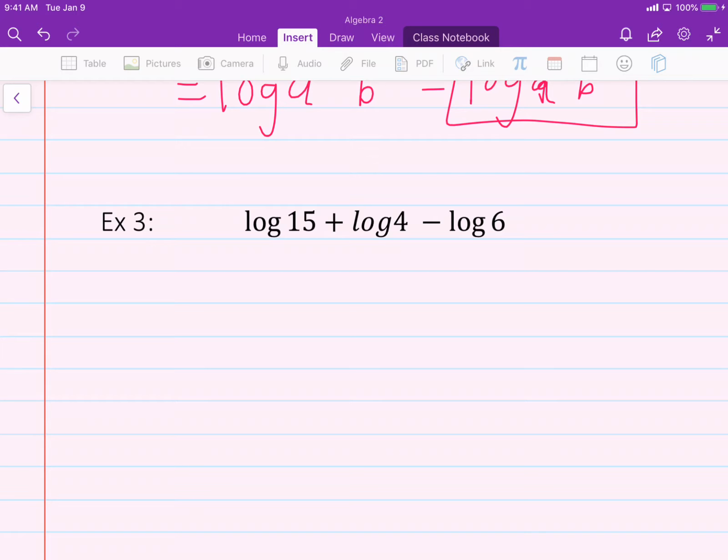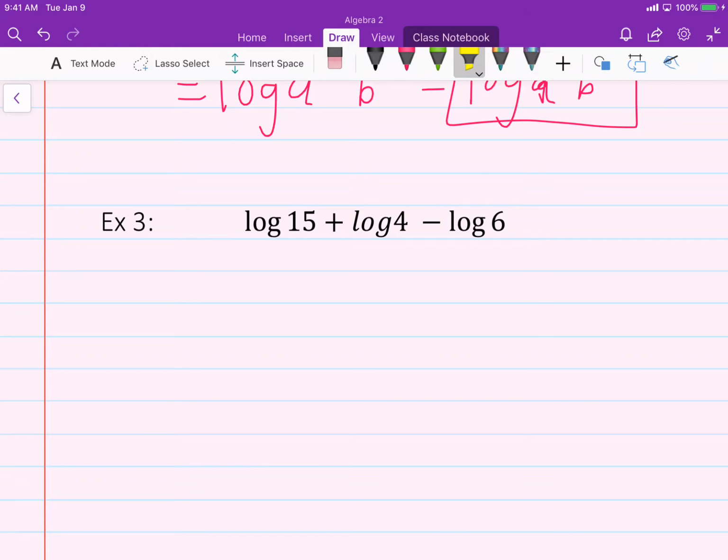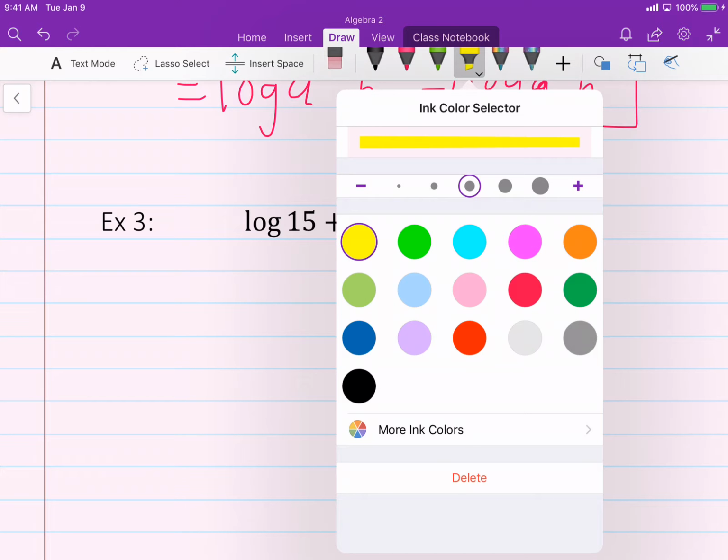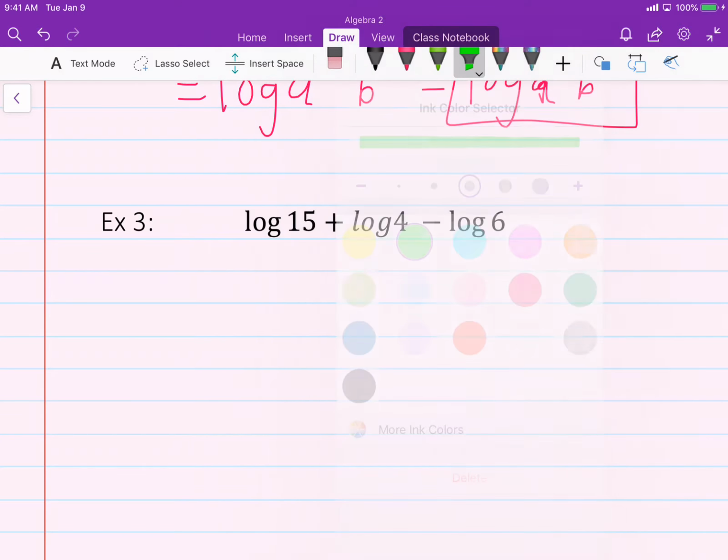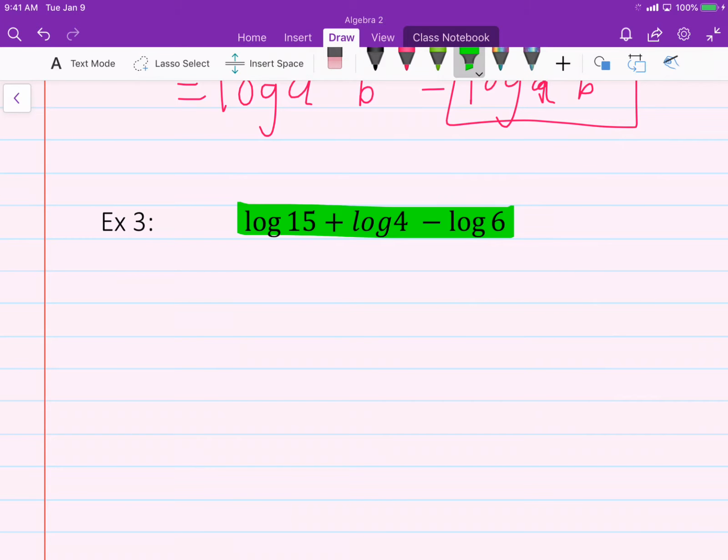So this is the last example. What we see here is that we are given three terms rather than two terms all at once. But what we do notice about them is that they all have the same base. Remember, they have a base of 10. And this question is read as the log of 15 plus the log of 4 subtracted by the log of 6.